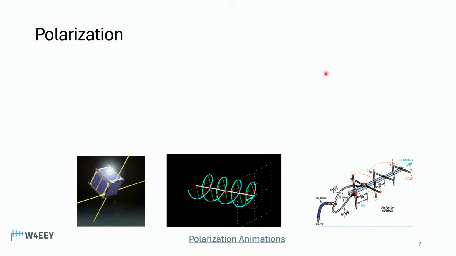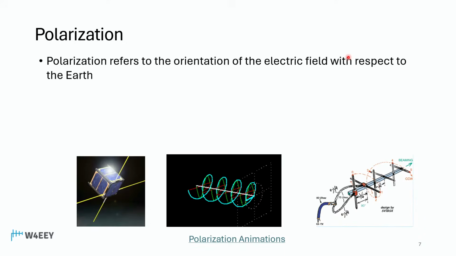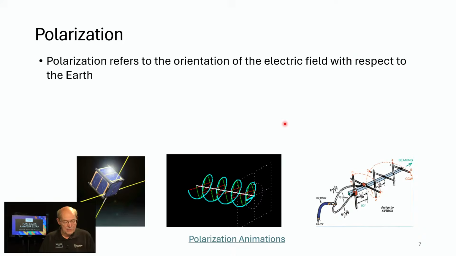Polarization, we've touched on in past classes, and it refers to the orientation of the electric field with respect to Earth. The animation that we saw early on tonight showed the electric field going vertically and the magnetic field going horizontally. In that case, with the electric field going vertically, that would be vertical polarization.